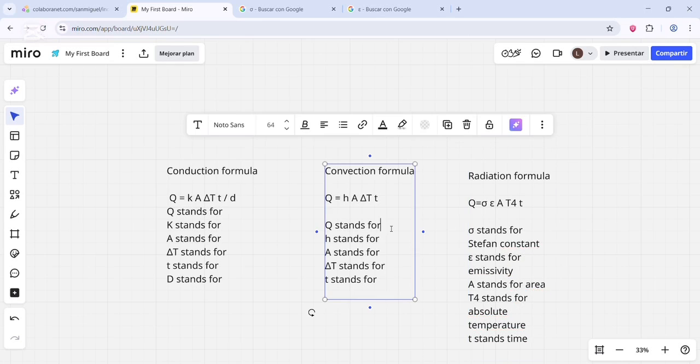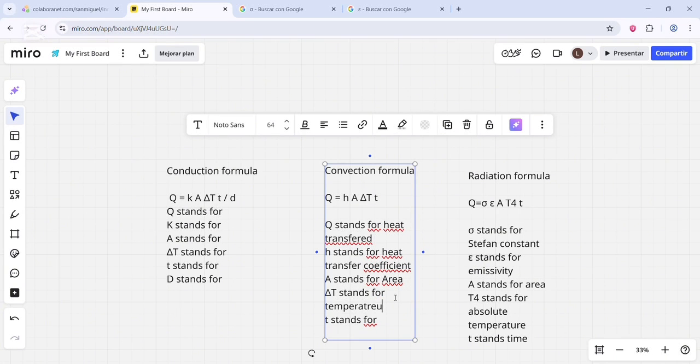Now, in convection, Q stands for heat transferred, h stands for heat transfer coefficient, A stands for area, change in temperature stands for temperature difference, and t stands for time.